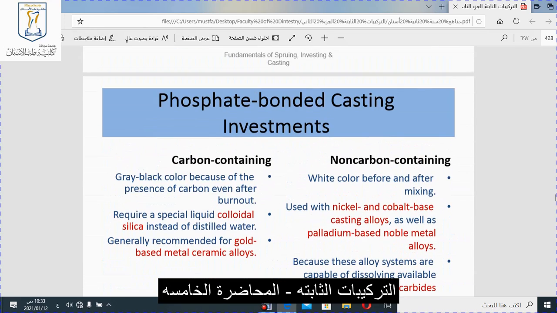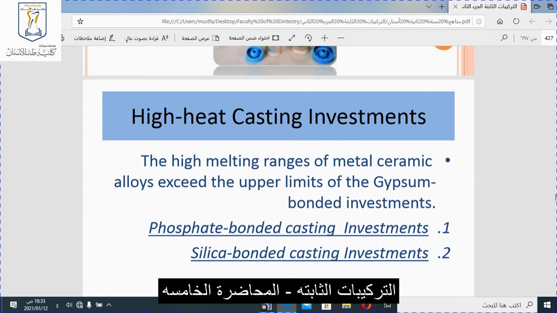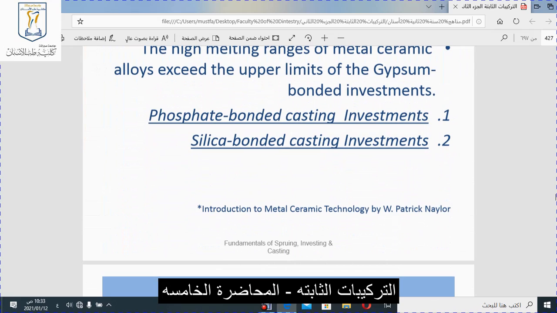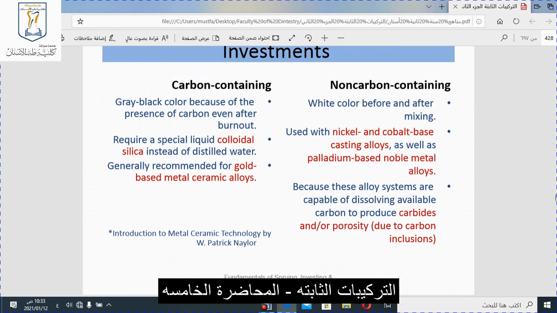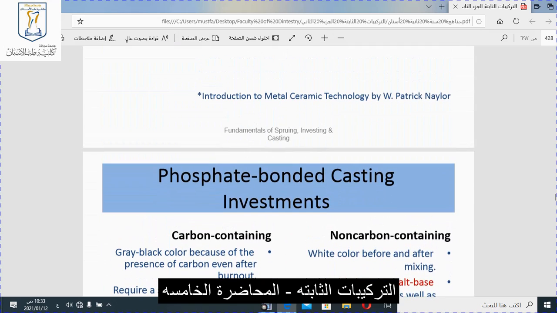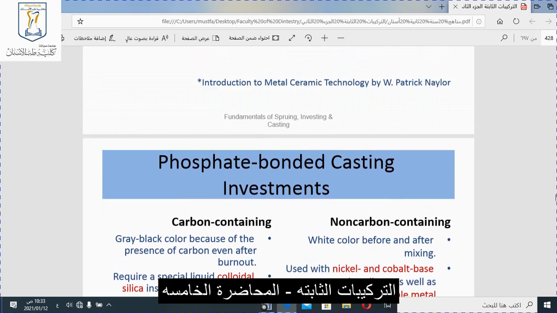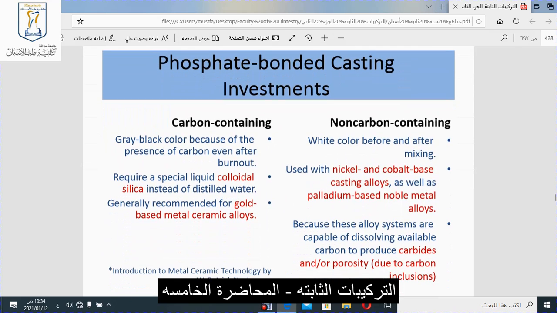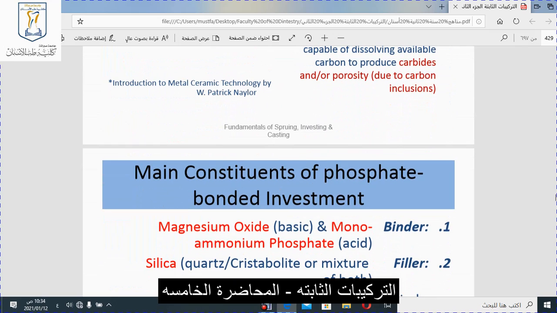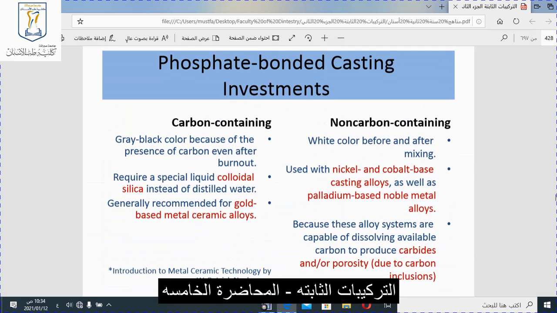For the main cast, we have to use high heat casting investment: phosphate bonded, silicate bonded, magnesia bonded, zirconia based. The only limitation for phosphate bonded investment, we have 2 limitations. If there is carbon content, we must not use it with nickel chrome, cobalt chrome alloy or ceramo metal alloys. And sometimes we do not use water based investment, because it will give a rough cast. This is the limitation.